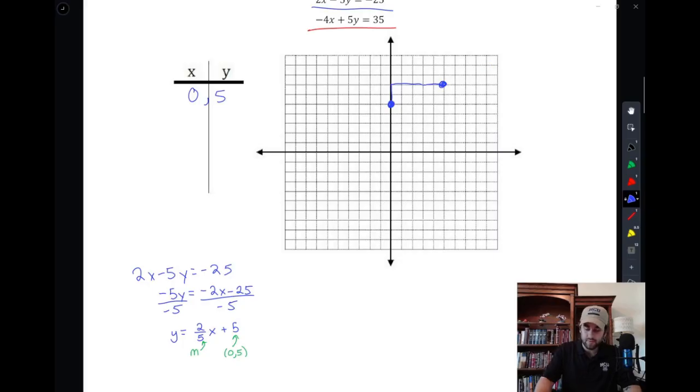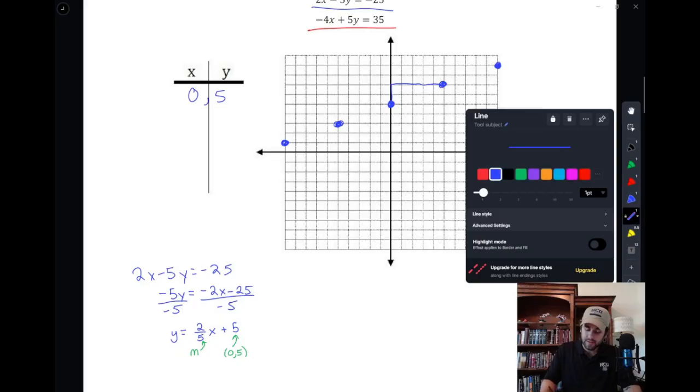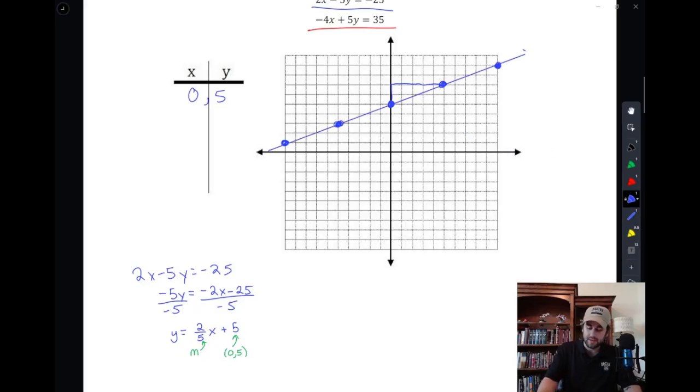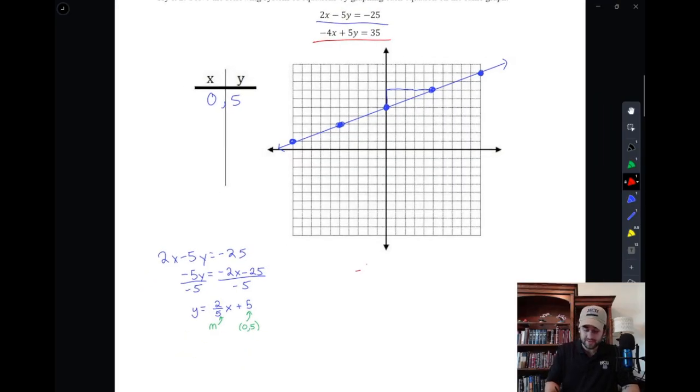That was 4, 5. And then I'll go the other way too. So over 5 down 2, over 5 down 2, just to get every point possible. And I'll put a blue line across all those points and say that blue line is the first equation. It's a linear equation with a slope of 2 over 5 and a y-intercept of 0, 5. Then we're going to do the same thing for the next one.